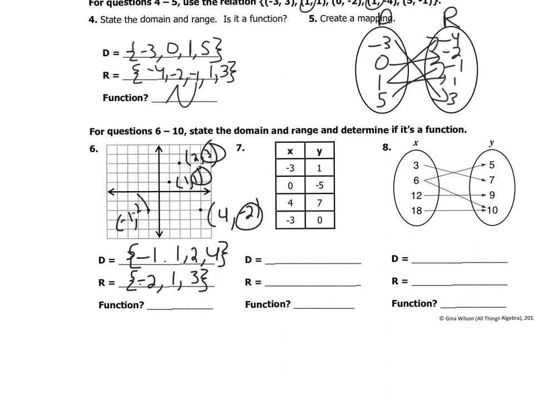Is this a function? Do any of the x's repeat? No, their x's do not repeat, and therefore it is a function. Yes, it is a function. Number 7, what are the domain values? We have 2 -3's. I'll just write down one of them. Then we have 0 and 4. And then for my range, we have -5, 0, 1, and 7.